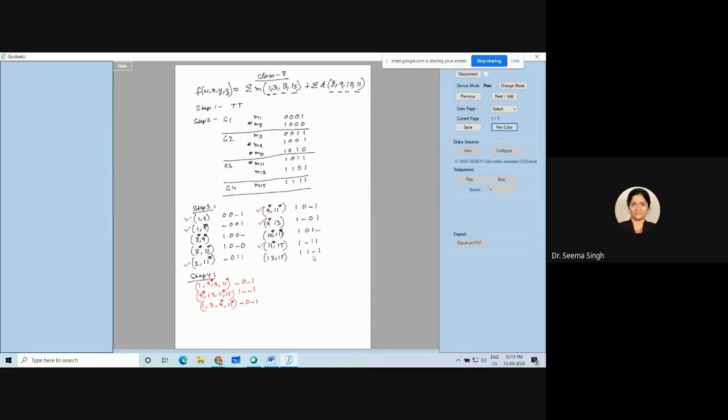They cannot be paired, right? They cannot be paired. So what can I do? Can I pair 8, 10 with something else? Yes, ma'am. 9, 11. Yes, we can do 8, 10 with 9, 11.